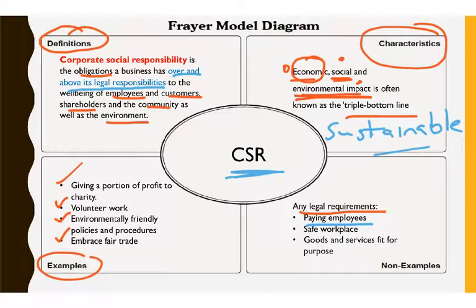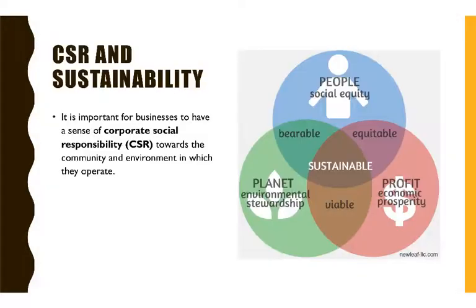Safe workplace, OH&S, is a legal requirement. Selling goods and services that are fit for their purpose. So if you sell a dishwasher, that dishwasher is fit to wash dishes, as an example. So going back to this whole sustainability concept, if you focus on people, profits, and the planet, so society, the economy, and the planet, you're more likely to be sustainable.